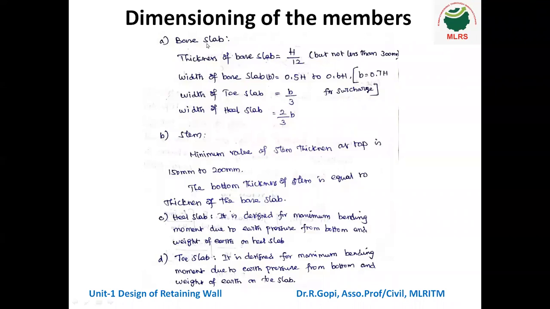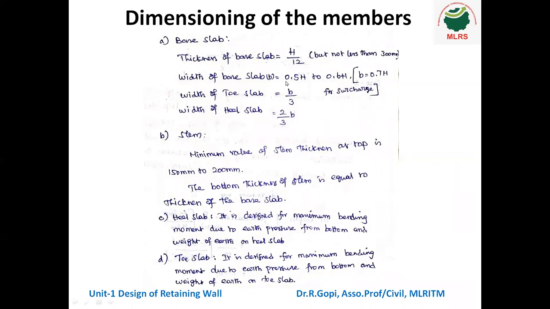Coming to base slab, first base slab. Base slab is nothing but the bottom member of the cantilever retaining wall. So the thickness of the base slab is equal to h by 12, where h is the overall height of the cantilever retaining wall. Okay, so thickness of the base slab is h by 12, but not less than 300 mm. So it should not be less than 300 mm.